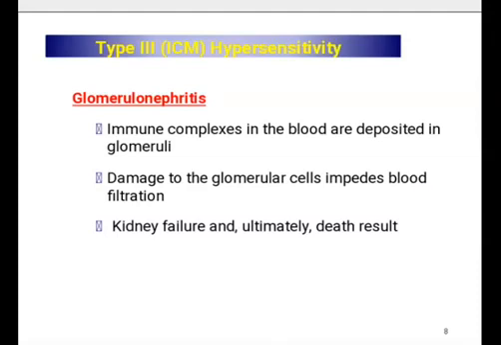In the pathophysiology of glomerulonephritis, immune complexes in the blood are deposited in the glomeruli. Damage to the glomerular cells impairs blood filtration, and the kidney fails to do its normal functions, and ultimately death can result. The common signs and symptoms of this disease are nephritic syndrome and nephrotic syndrome.